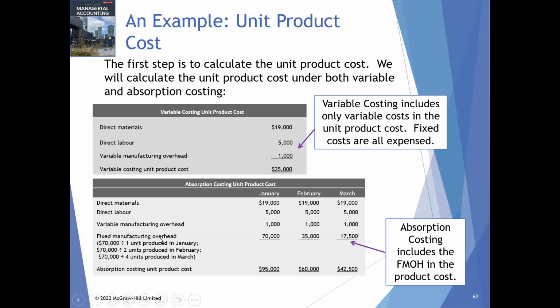So we know the fixed manufacturing overhead is the $70,000. That is the fixed, right? Fixed manufacturing overhead, maybe the rent of the building, even if the unit is produced one.